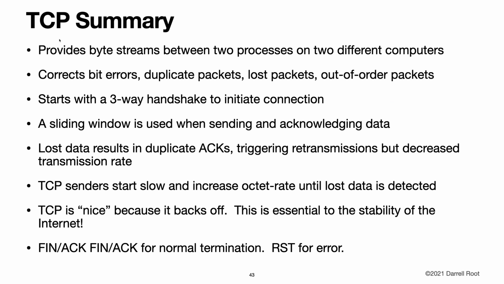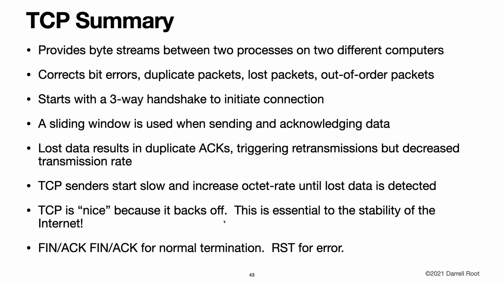Let's summarize what we've learned about TCP. TCP provides byte streams between two processes on two different computers. It tries to be reliable by correcting bit errors, duplicate packets, lost packets, and out-of-order packets. It starts with a three-way handshake to initiate the connection. A sliding window is used when sending and acknowledging data. Lost data results in duplicate acknowledgments, triggering retransmissions, but also decreasing the transmission rate. TCP senders start slow and increase the transmission rate until lost data is detected. Then they slow down again. TCP is nice because it backs off.